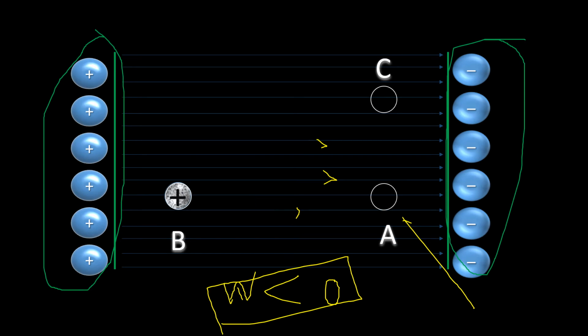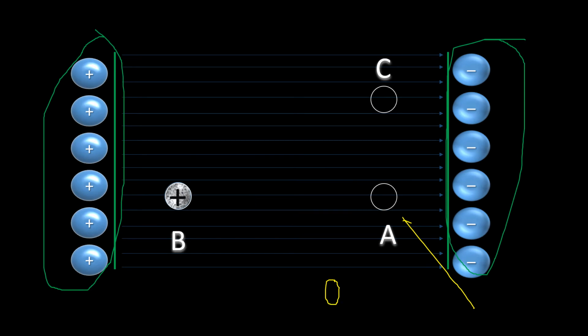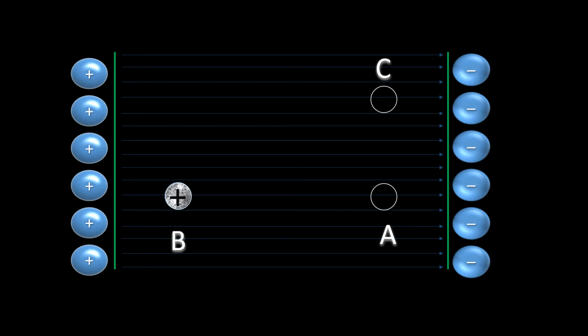But then what if I take my charge back? What if I take it from B to A? What will happen to the potential energy? What will happen to the work done? When we go from B to A, force QE is from B to A, and displacement is also from B to A, and then work done is positive.